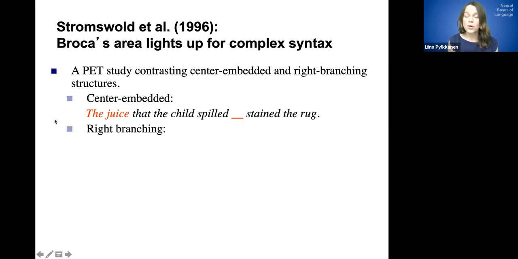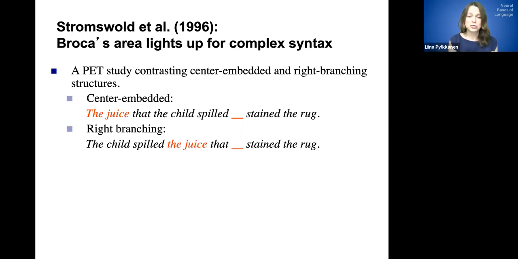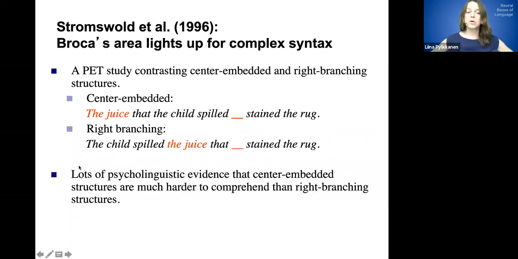And we can then contrast it with a so-called right branching structure where there is not such a long dependency. So you don't have to keep the element in mind for as long. The child spilled the juice that stained the rug. So here, the juice is the subject of the sentence, and you don't have to keep it in mind for a long time. Okay, so these authors were relying on a prior psycholinguistic literature that showed that the center embedded structures were a little bit difficult, and so that was a good starting point for a neuroimaging study. There was already behavioral evidence that this is a contrast that matters for your brain.